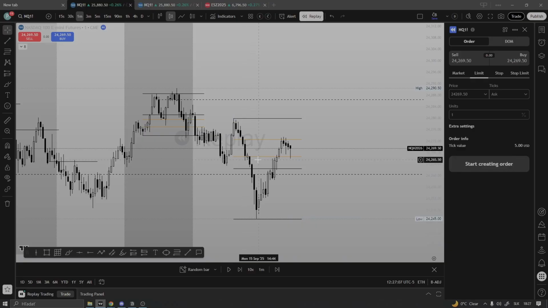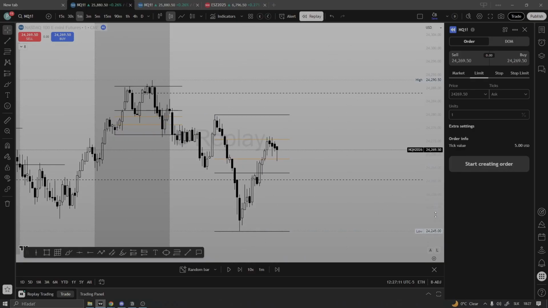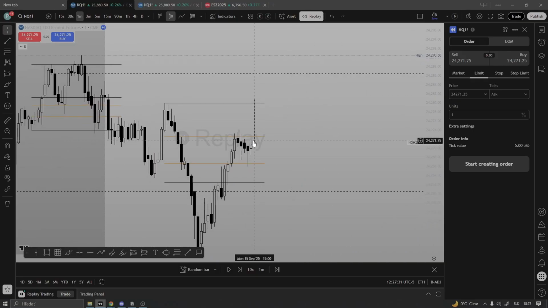Retesting that line with CISD. The closure above that 1255, then I'll be looking for the high of 233 to be taken again. Okay. 3 p.m. just opened.